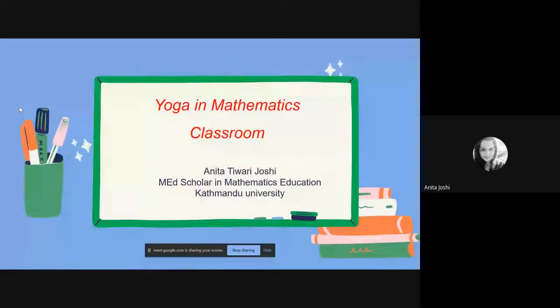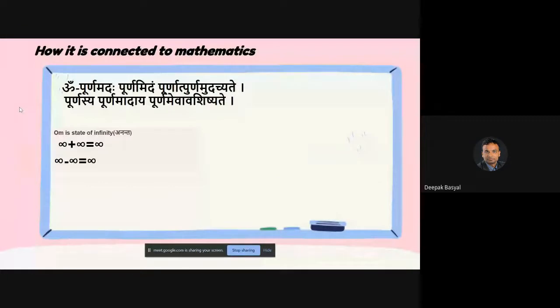Is it visible, sir? Yes, I can see it. I just wanted to correct this. I think the bottom one is not a mathematically valid statement. Infinity minus infinity is not infinity. Plus is infinity, but minus is what we call the indeterminate form. So you definitely don't want to have other mathematical mistakes in your presentation.